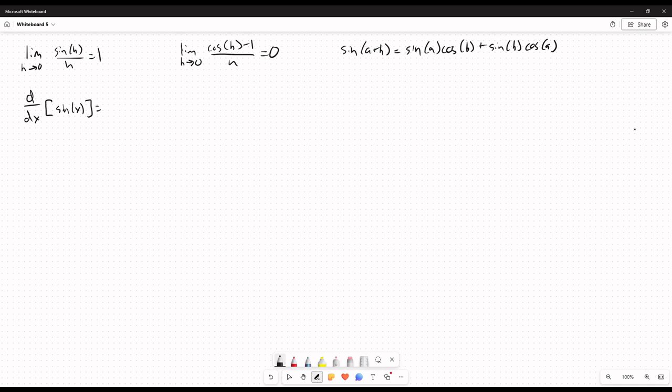Here, we're going to take a closer look at the derivative of sine and show how we can find that derivative using the limit definition of the derivative. To do this, we're going to need three facts.